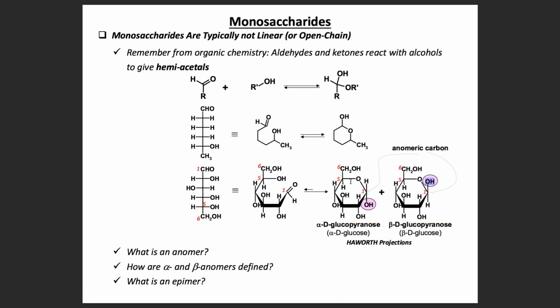If you want to quickly identify whether it is an alpha sugar or a beta sugar, you simply have to look at the position of the 6 carbon and the anomeric OH. If they are in the same plane, that's beta. If they are in the opposite plane, that is alpha. So this is how you define the anomeric carbon. And generally, as you can see, this particular equilibrium lies far to the right.